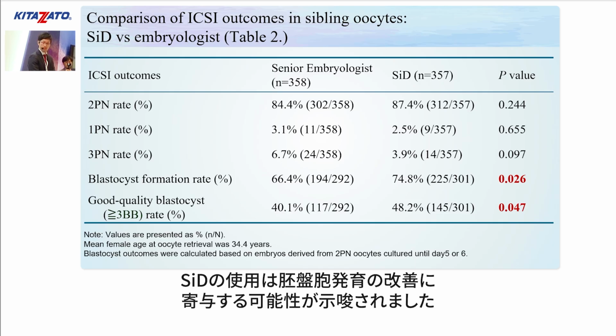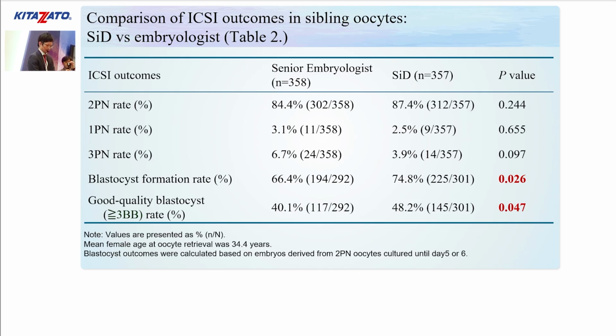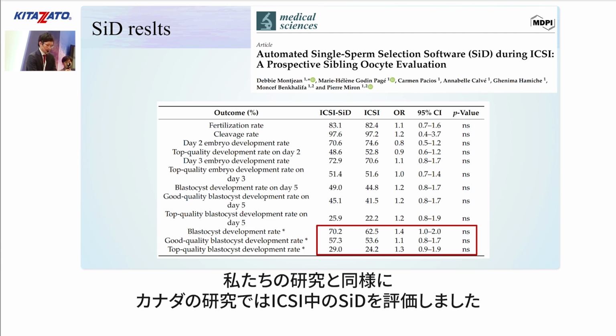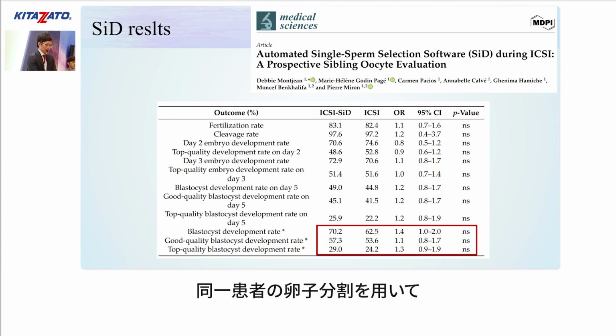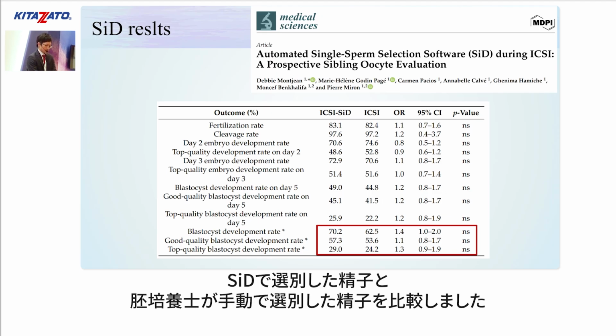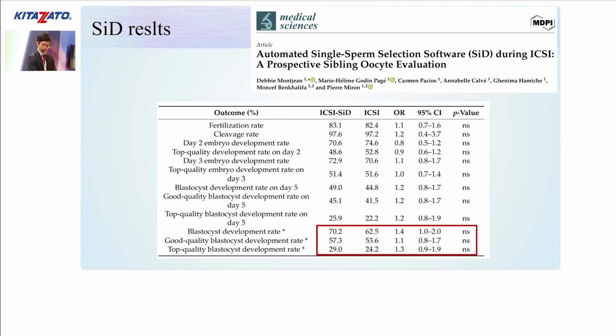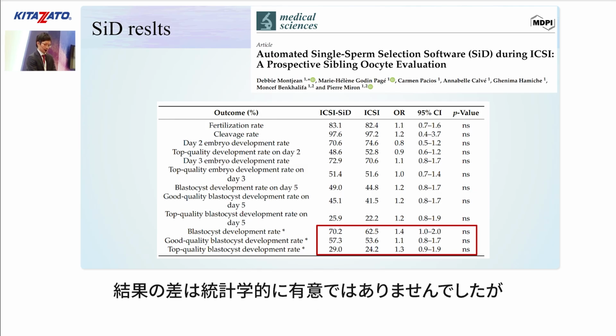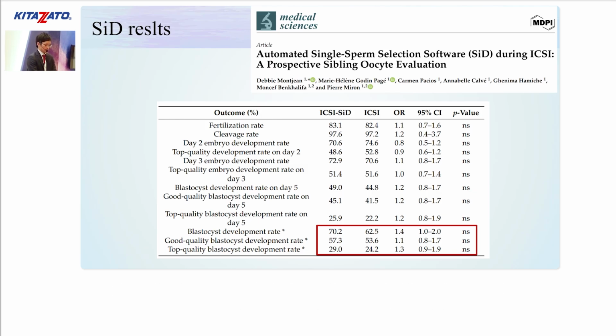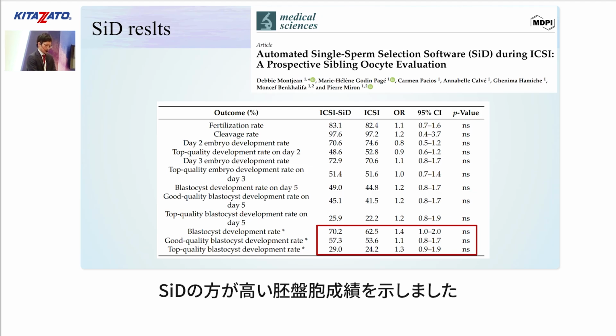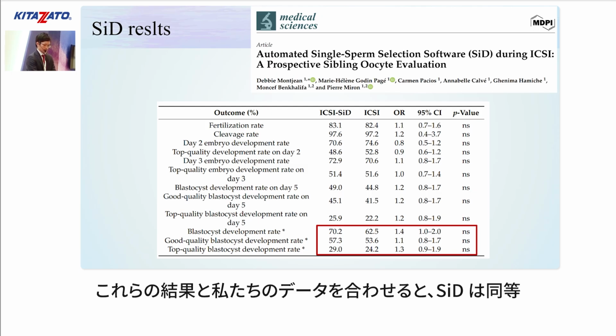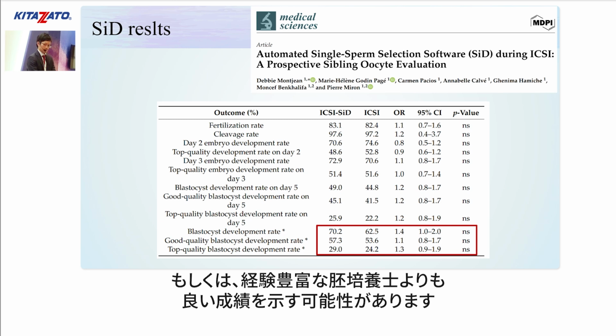A study from Canada similar to ours evaluated SIDO during ICSI using a sibling oocyte design, comparing sperm selected by SIDO and by embryologists. Although the differences were not statistically significant, SIDO showed higher blastocyst outcomes. These results, along with ours, suggest that SIDO can perform as well as or even better than experienced embryologists.